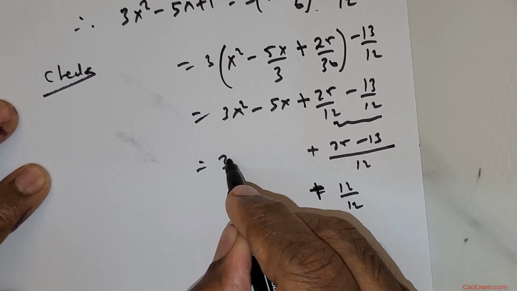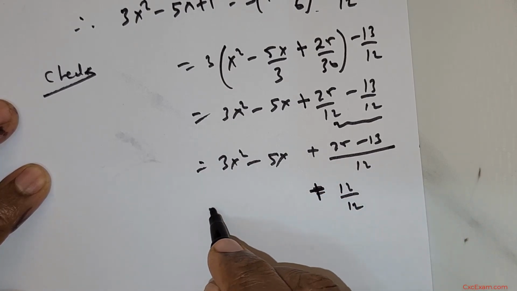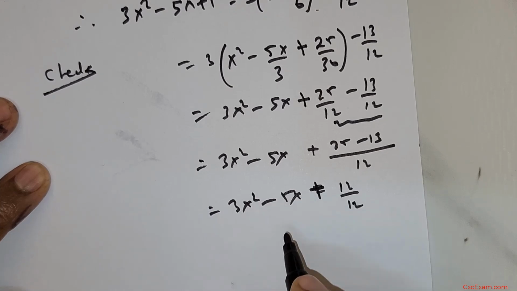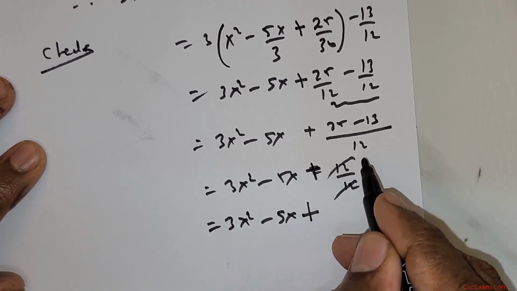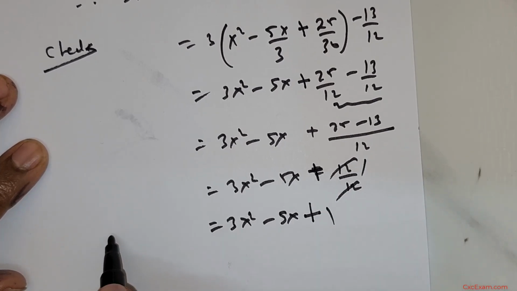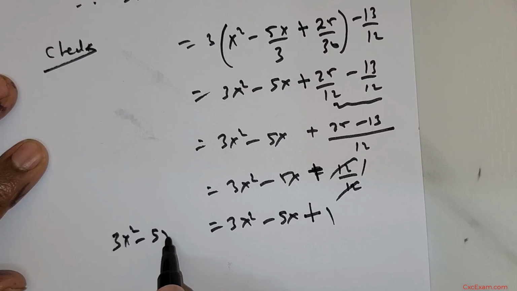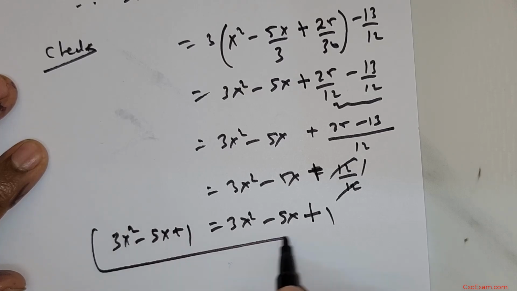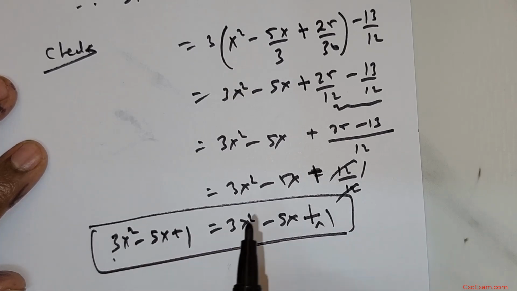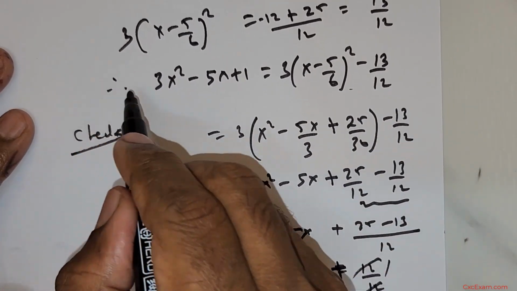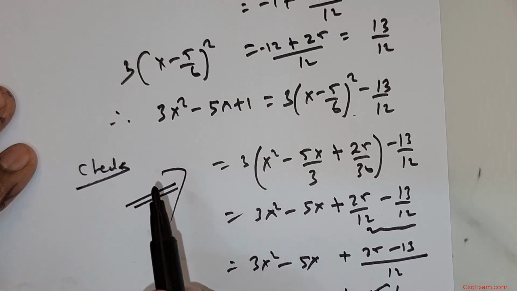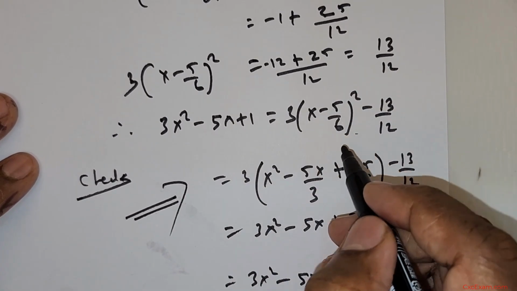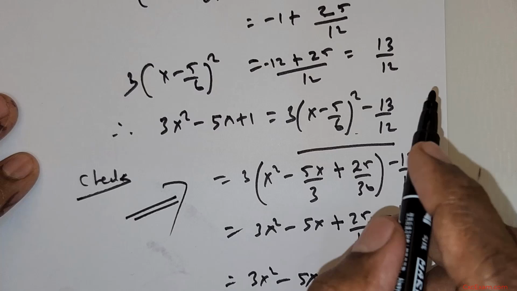So over here you have 3x squared - 5x, 3x squared - 5x, 3x squared - 5x, the +12 gets cancelled, giving you 1. And on the left hand side, what you got? You got 3x squared - 5x + 1. So clearly left hand side is equal to right hand side. Now you don't have to perform this check. This check has been performed to ensure that you have a complete understanding of the way in which I have extracted the quantities.